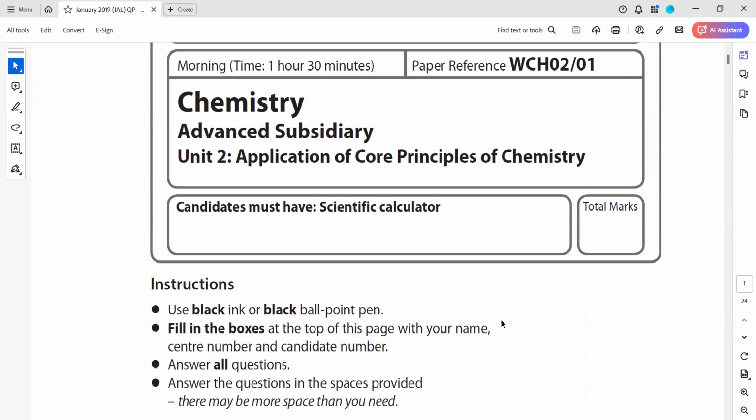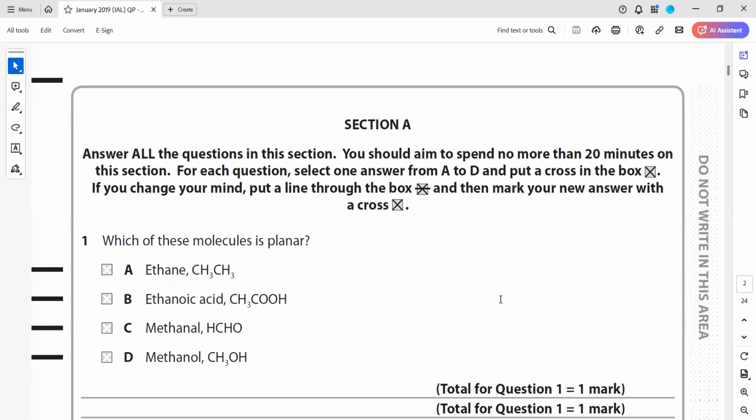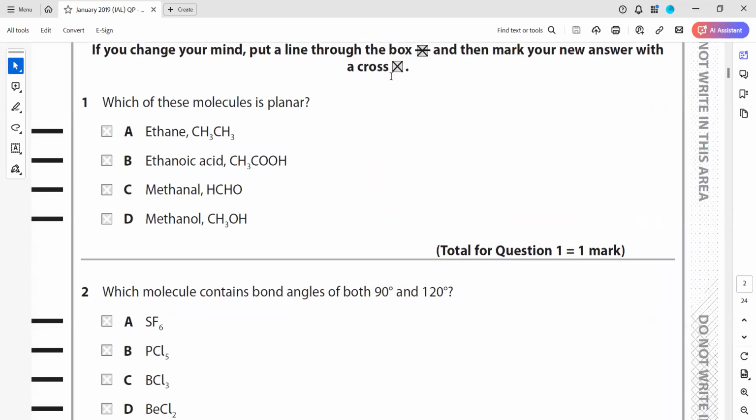So, January 2019, Unit 2. The first question: which molecule is planar? To be a planar molecule, the bond angle should be 120 degrees.